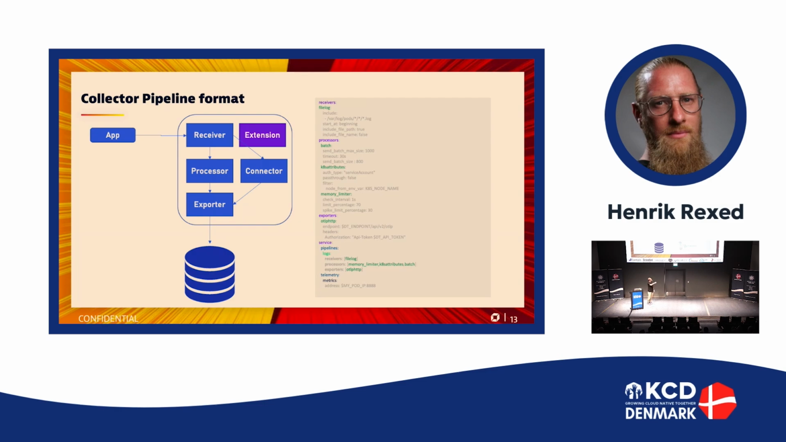But the important thing is here we define the receivers. So you list the receivers that will be used in that pipeline. And then you define the sequence.